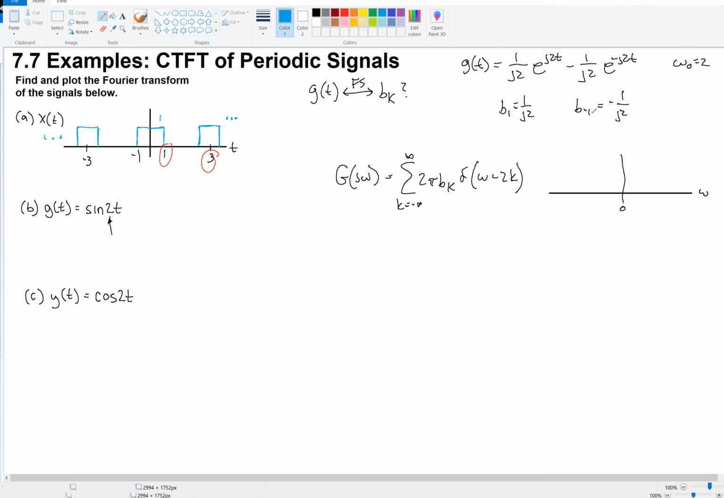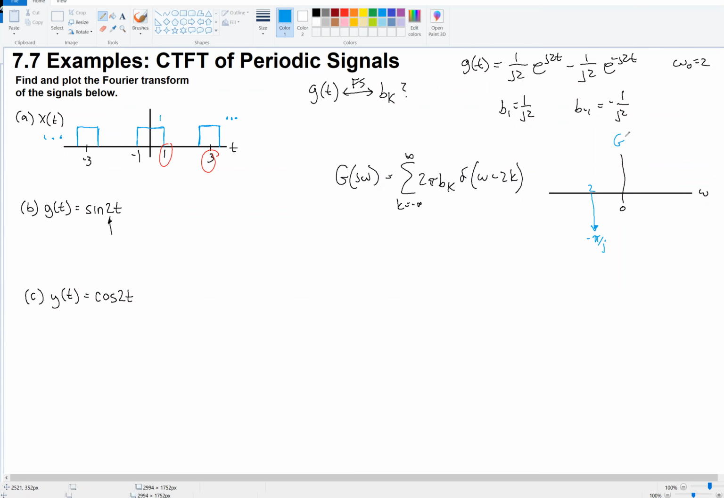The k equals minus one term, so we'll consider that term first. We have 2 pi times minus 1 over j2, so that's minus pi over j, times a shifted impulse. The impulse has been shifted by omega plus 2, shifted by 2 to the left. So this would be at minus 2, and this is minus pi over j.